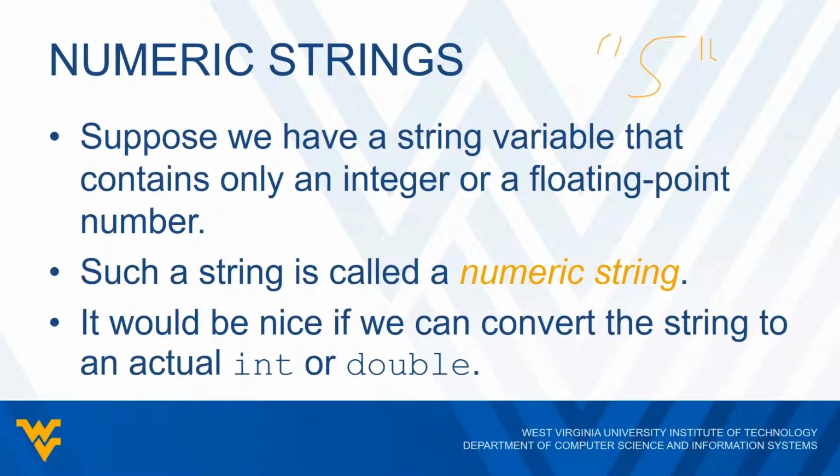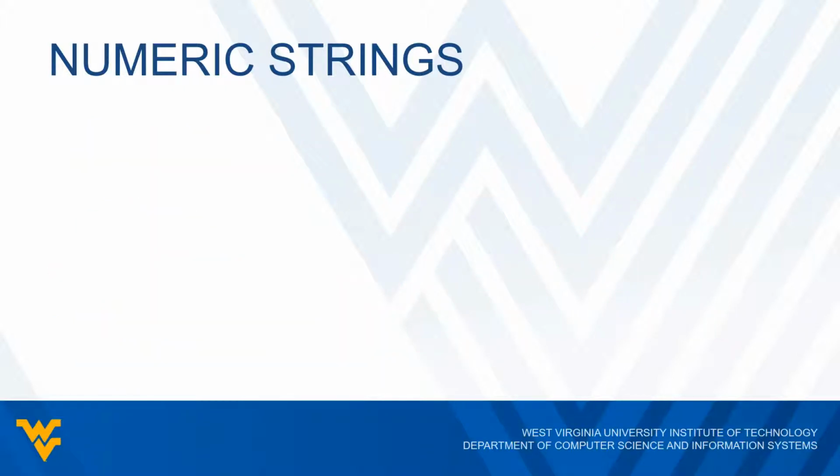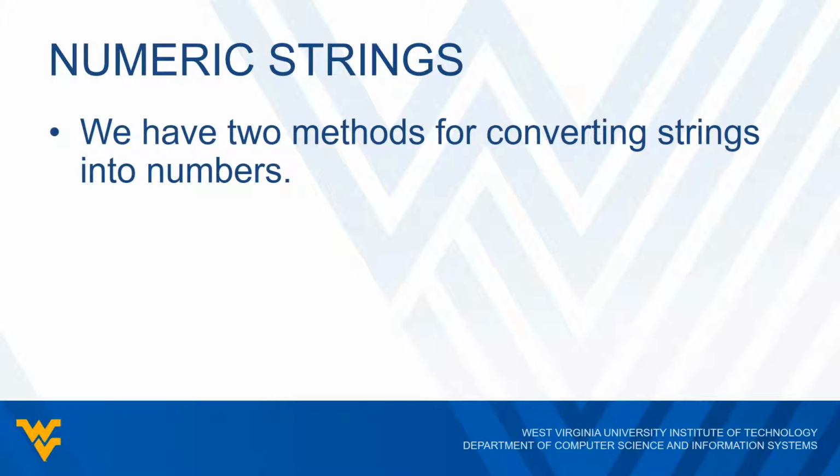It would be nice if we can take this and convert it to an actual int or a double, since if I want to do something with this number, I can't do anything with it as a string unless I want to do string operations with it. But if I want to add something to it, it needs to be an integer or a double. So that would be nice, wouldn't it? Well, fortunately, we can do that. Otherwise, why would I be talking about it if we couldn't do that? That would just be a big letdown. So we do have two different approaches for converting strings into numbers.